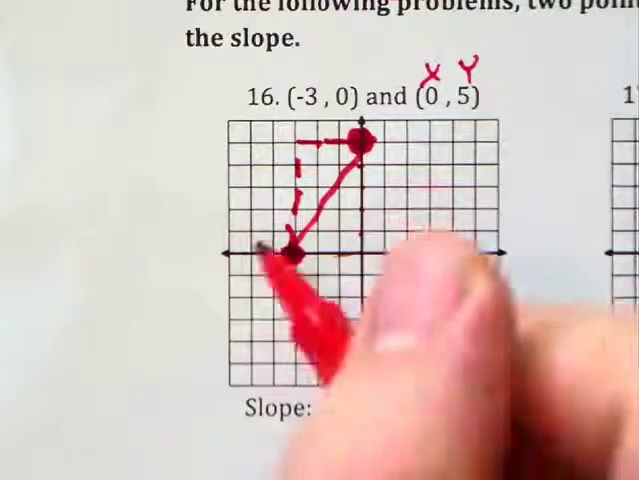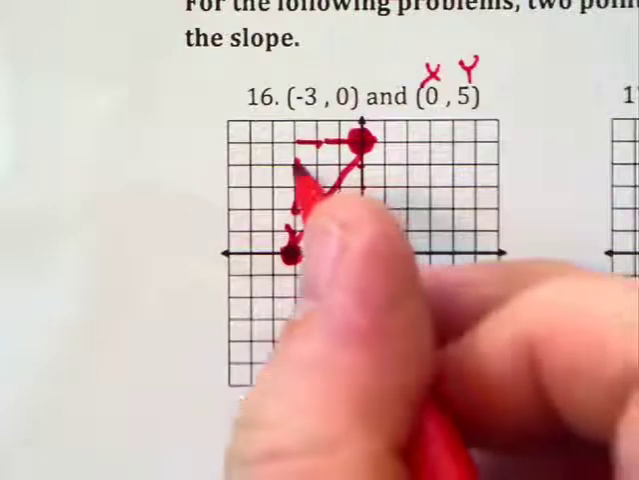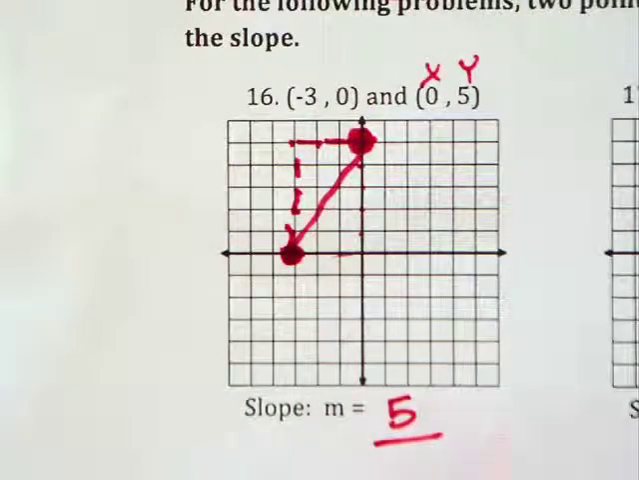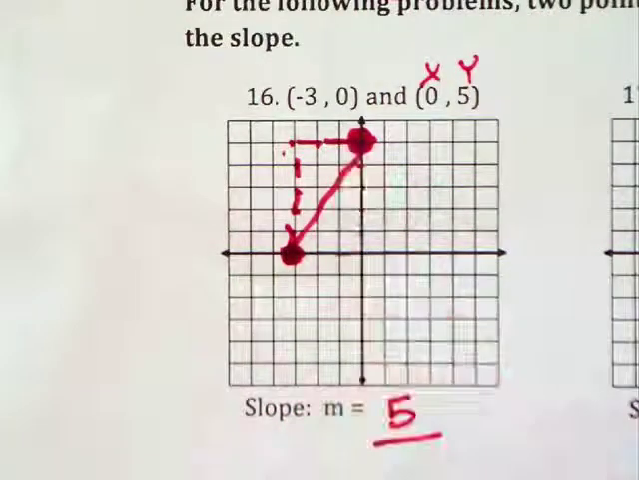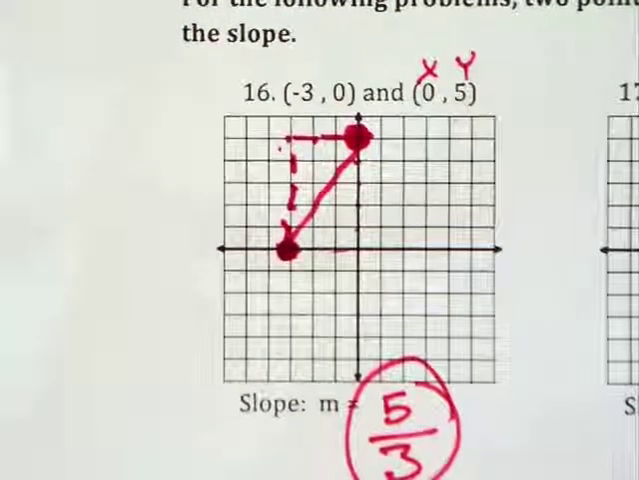Let's label the rise and the run. So our rise over our run. How far do we have to rise? We go up 1, 2, 3, 4, 5. And how far do we run? We go 1, 2, 3. So our slope is 5/3.